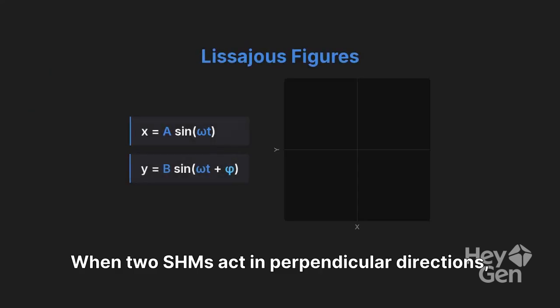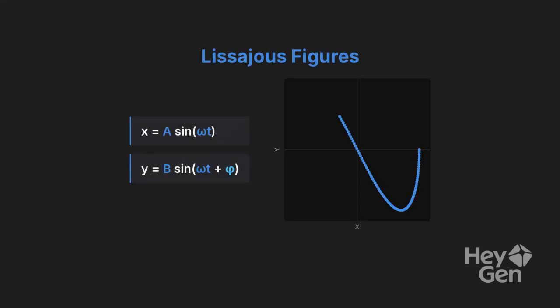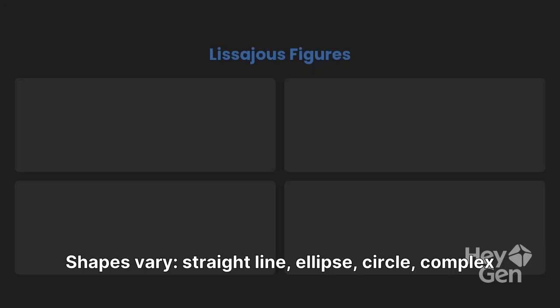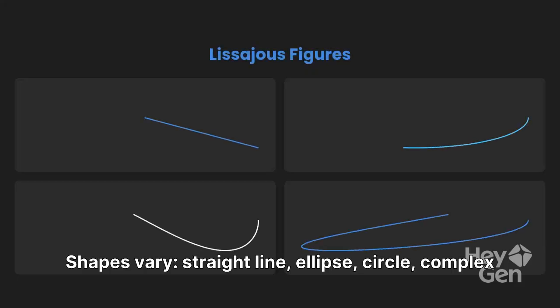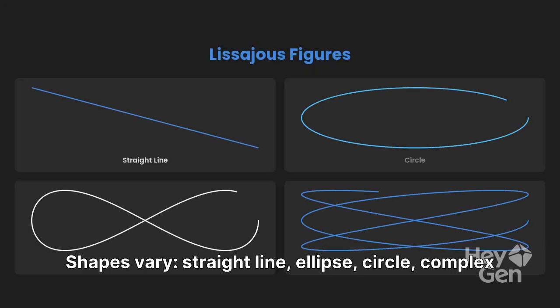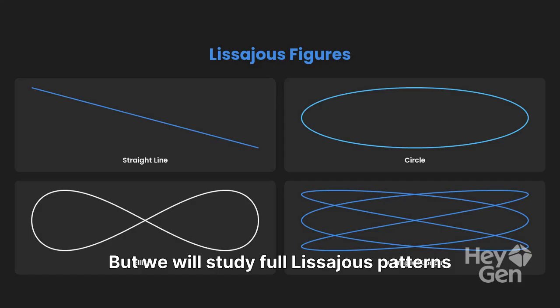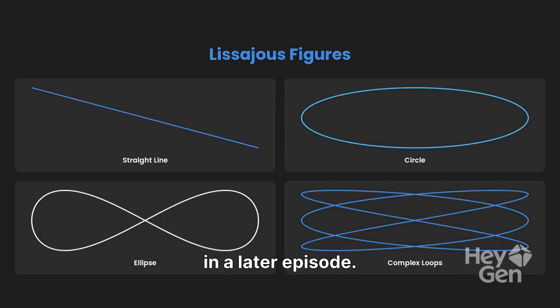When two SHMs act in perpendicular directions, they produce Lissajous figures. Let x is equal to a sin and y is equal to b sin. Shapes vary: straight line, ellipse, circle, complex loops. Extremely important for sound waves and oscilloscopes. But we will study full Lissajous patterns in a later episode.